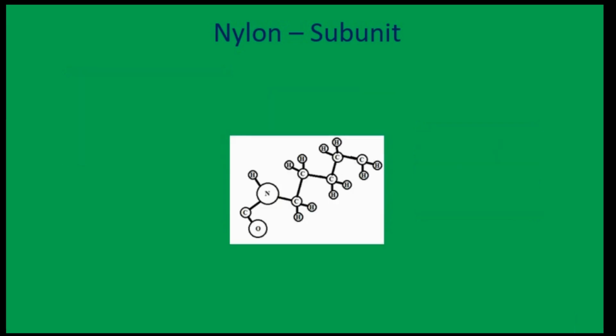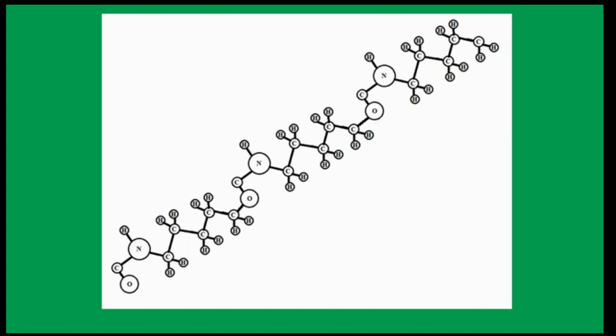Well, here's a single molecule of nylon. See that O, C, and N, and they're all combined, and that's the single molecule. Well, those molecules join together and keep doing this over and over and over again. See, here's one of the subunits, and then here it starts again, here's a subunit, and here it starts again, here's a subunit.